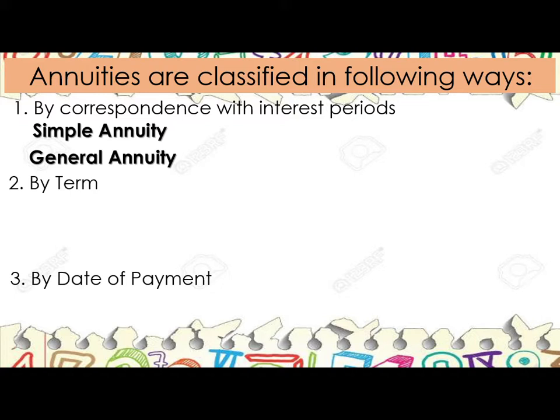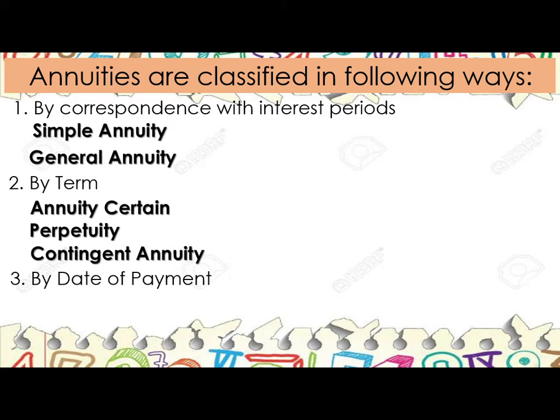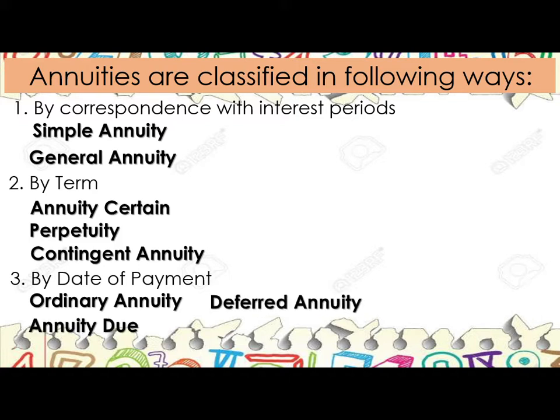By term, you have to consider three things: the annuity certain, the perpetuity, and also the contingent annuity. For the date of payment, you have to consider three things also: the ordinary annuity, annuity due, and the deferred annuity. We will focus today on the date of payment, particularly in this lesson, which is ordinary annuity. In the next lessons we will talk about annuity due and deferred annuity. For this session, we will talk about ordinary annuity only.